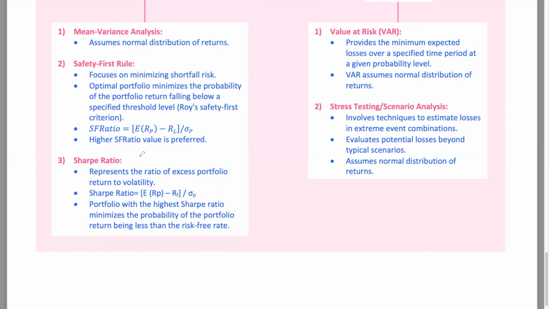The Sharpe ratio is another important measure for evaluating the performance of a portfolio. It is defined as the ratio of the excess return over the risk-free rate to the portfolio's standard deviation. This ratio helps investors understand how much excess return they are getting for each unit of risk they take on. A higher Sharpe ratio indicates a more favorable risk-return trade-off. It is widely used to compare the performance of different portfolios. Basically, it tells you how well you're being rewarded for taking risks.